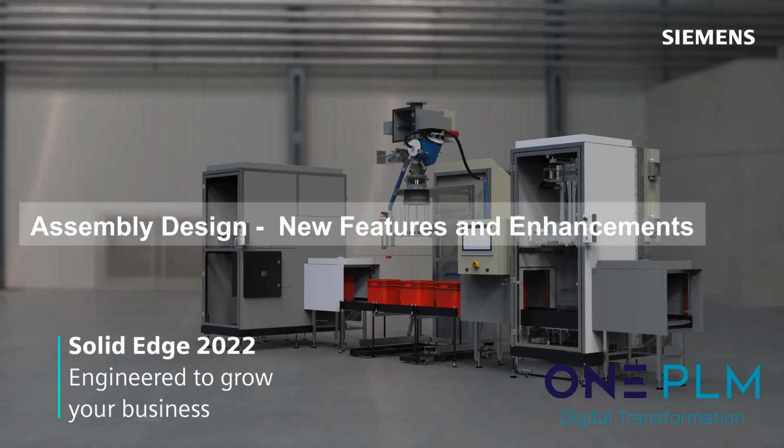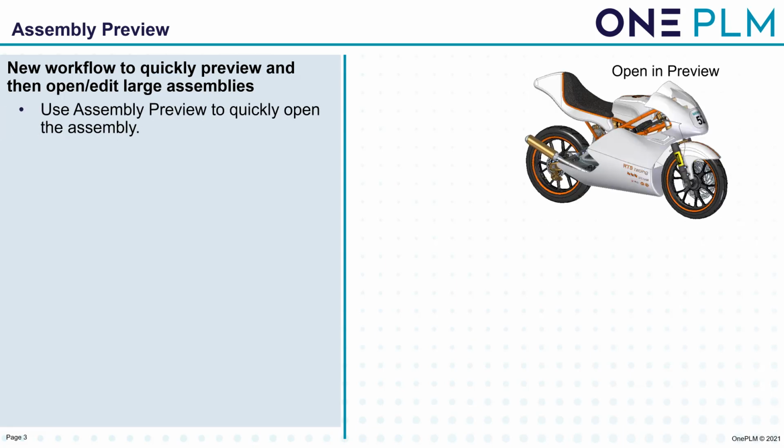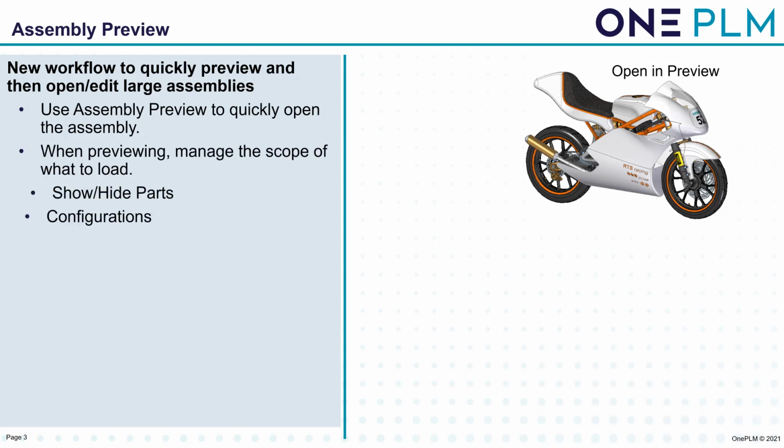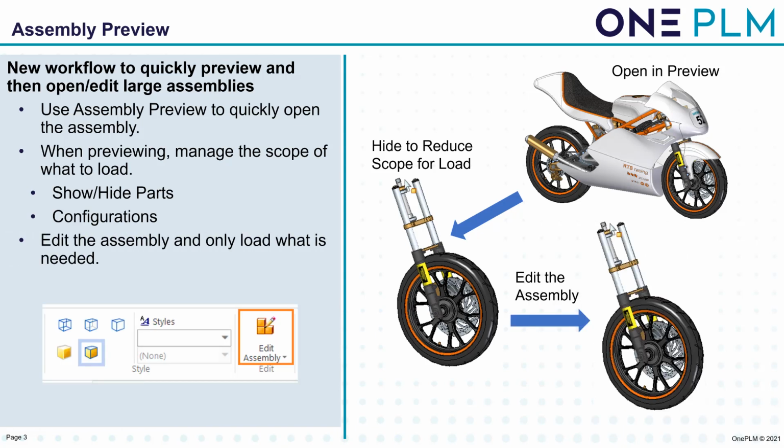First we're going to jump straight into assembly design and have a look at some of the new options. With Solid Edge 2020, we had the large assembly mode. Following on from that, we've now got this new assembly preview mode. This allows us to quickly open the assembly, and then decide what parts we want. We can show parts, hide parts, decide what configuration. This is all within a very quick preview mode.